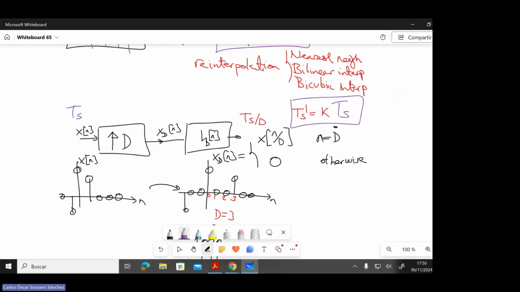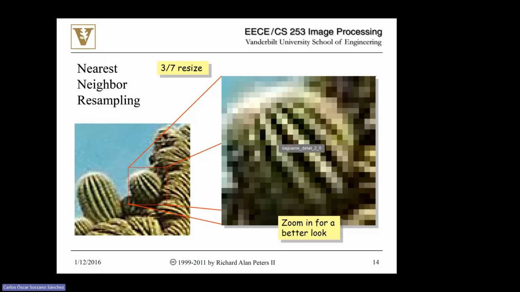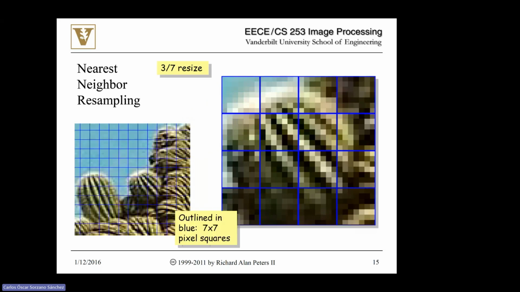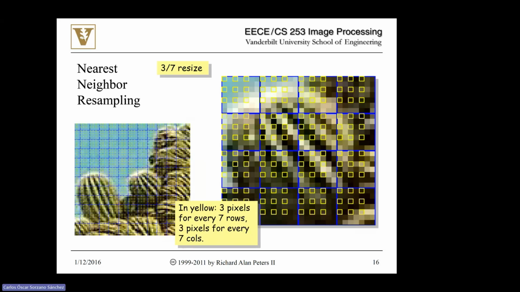So what if my factor is not an integer, but a fraction? Let's say that I want to do a fraction, so a change by 3/7. I want to reduce by 3/7. So I will divide the original image in blocks of 7 pixels because of this 7 in the denominator. And then I will take the 3 pixels in each one of the squares. I will take this one, this one, this one, so the ones that are highlighted. And then you simply copy. That would be a possibility.